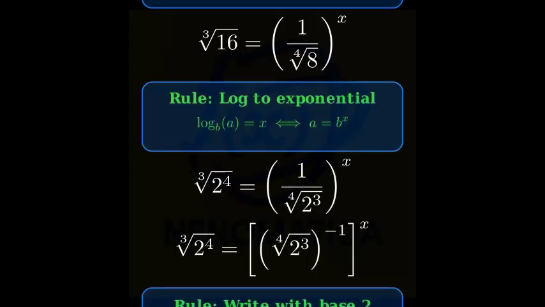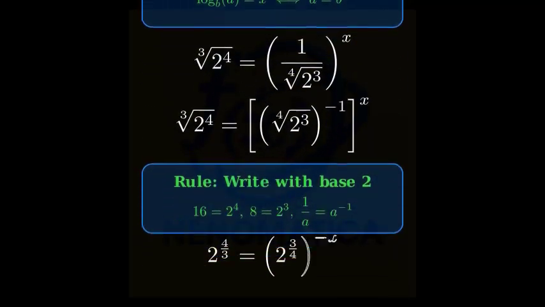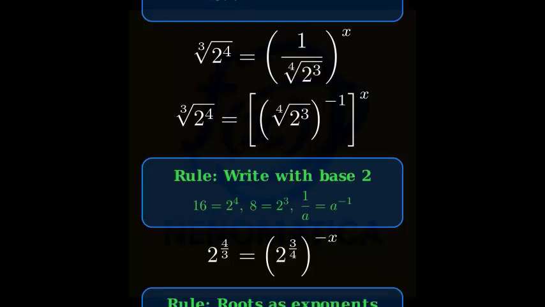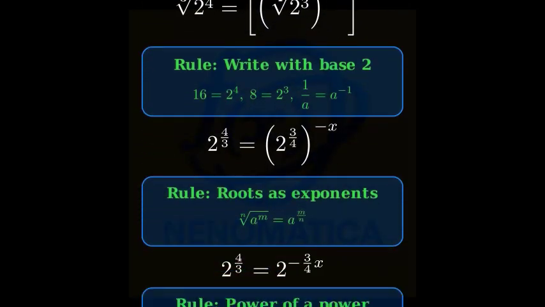Step 4. Change roots to fractional exponents. The cube root of 2 to the fourth is 2 to the 4/3, and the fourth root of 2 to the third is 2 to the 3/4. Apply these and keep the negative 1 power. Step 5. Simplify the right side using the power of a power rule. We multiply exponents to get 2 to the negative 3x over 4.